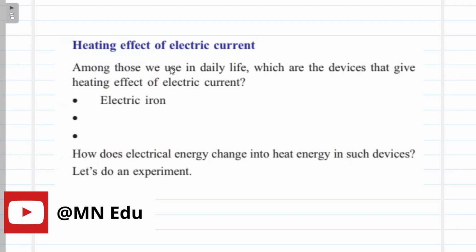It's already in the textbook. Look at our home: which devices produce heat while they are working? What things produce heat if they are running? When we go near them, we can feel the heat. What is that? Iron box, already given.